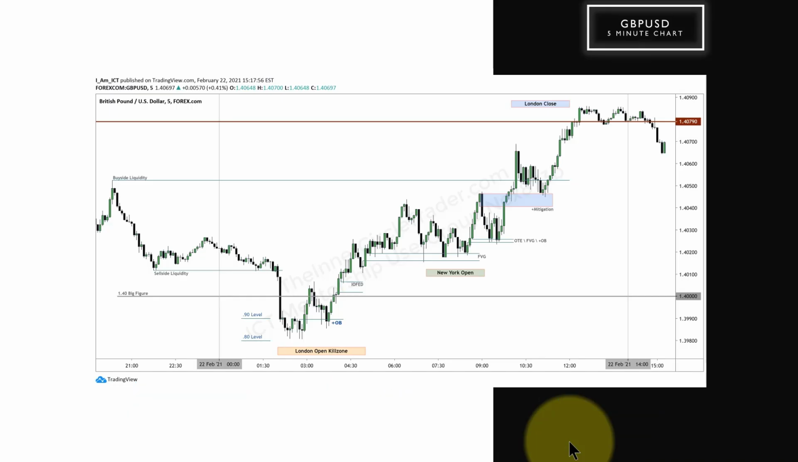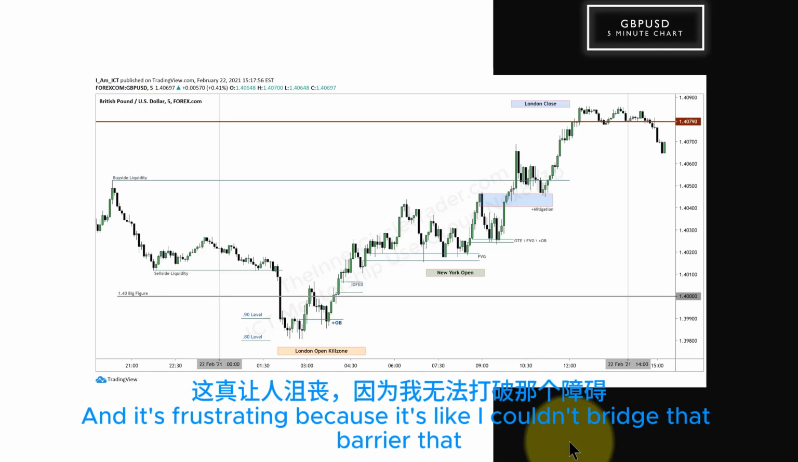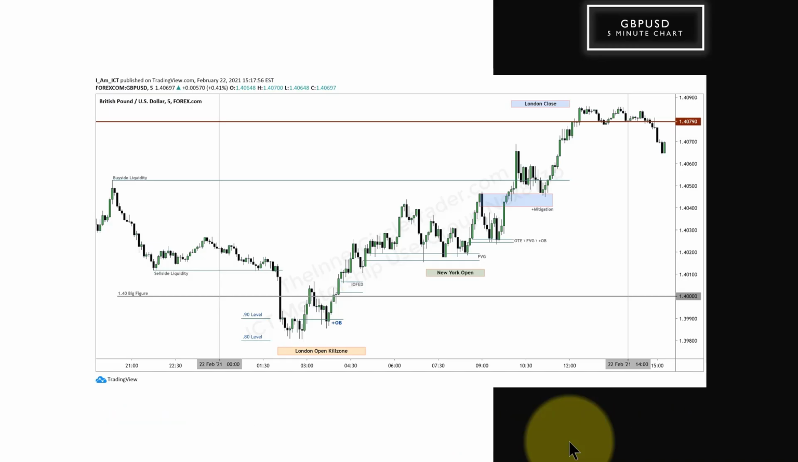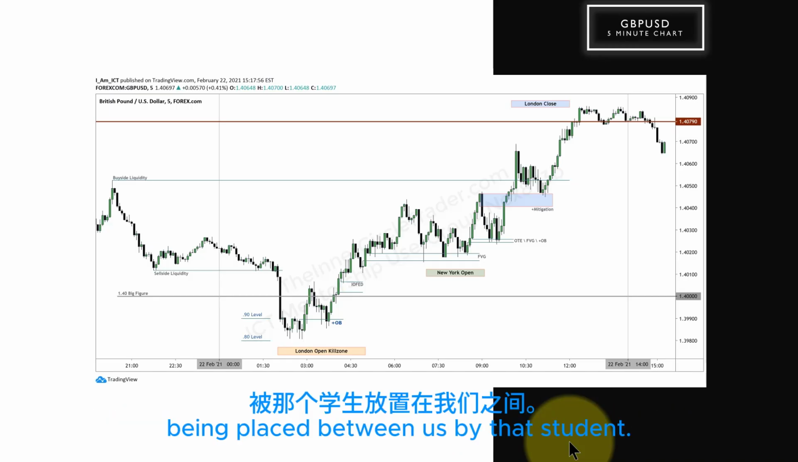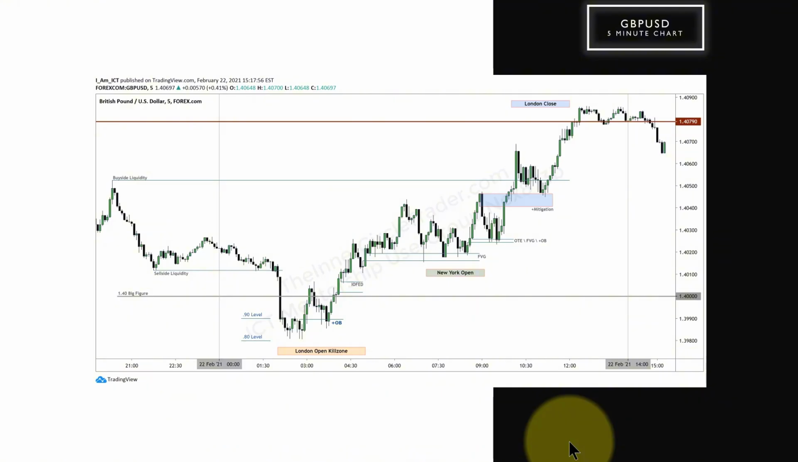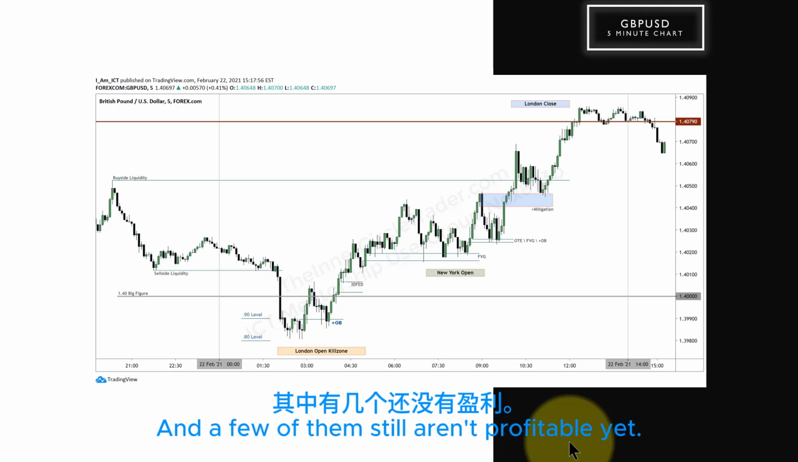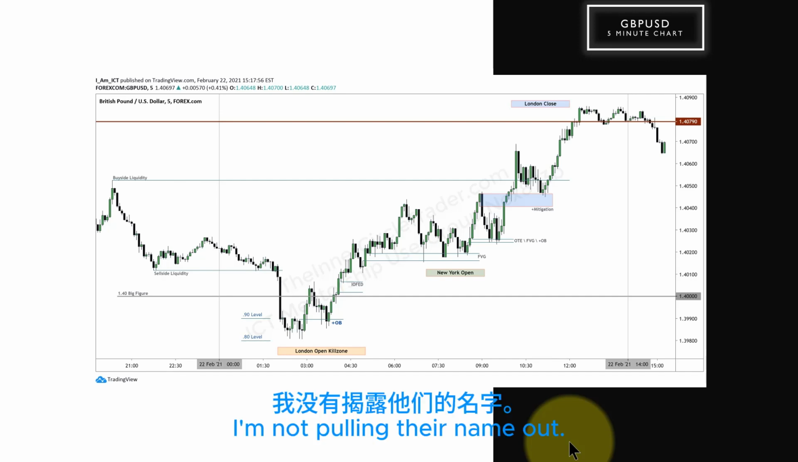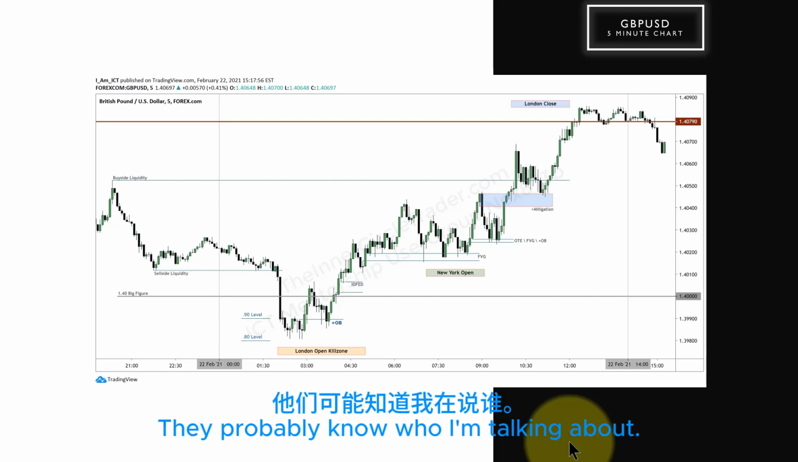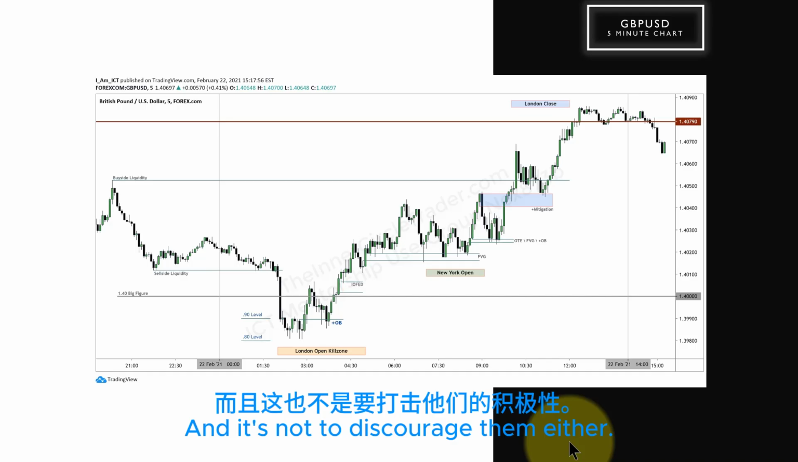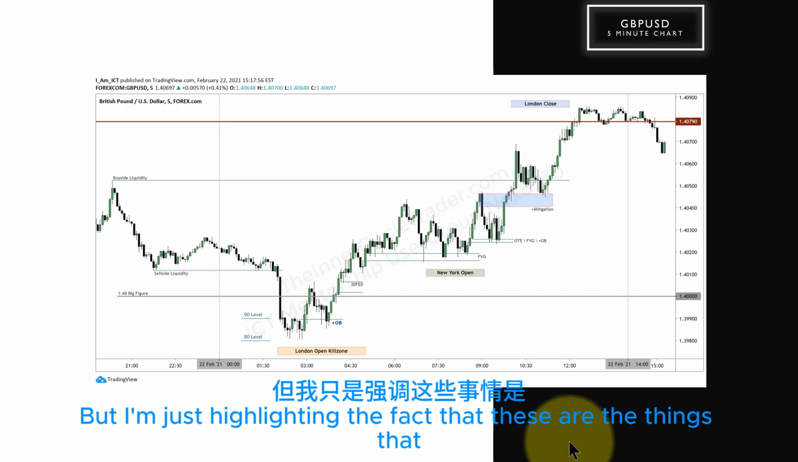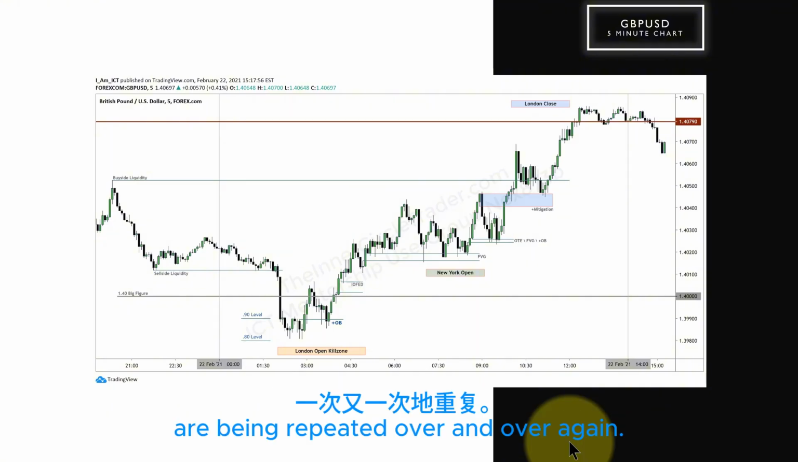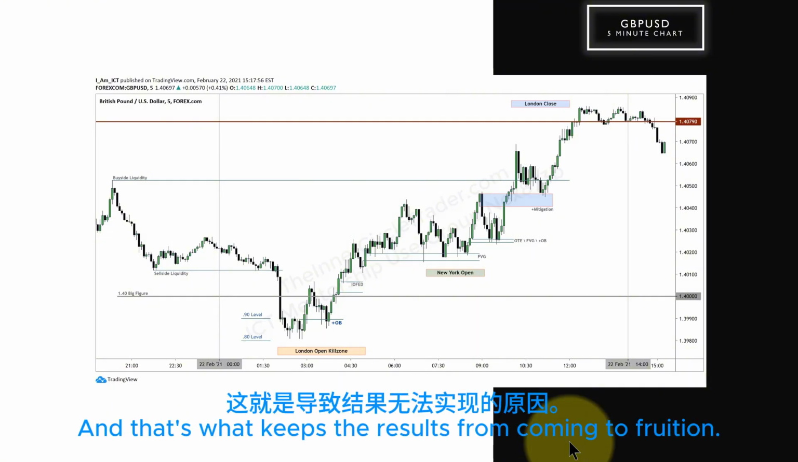I can't get it. And it's frustrating because I couldn't bridge that barrier that was being placed between us by that student. I had a couple of them that were like that, and a few of them still aren't profitable yet. They're 2016 members, and I'm not pulling their name out. They probably know who I'm talking about. It's not to discourage them either, but I'm just highlighting that these are the things being repeated over and over again, and that's what keeps the results from coming to fruition.